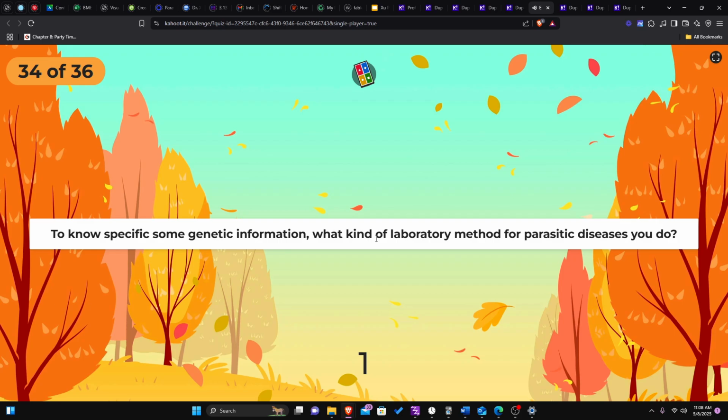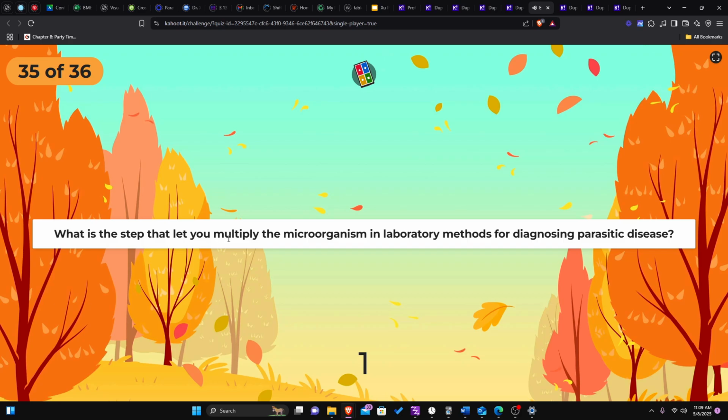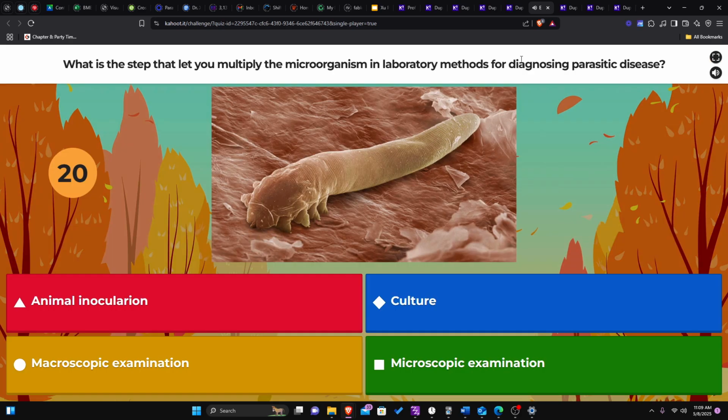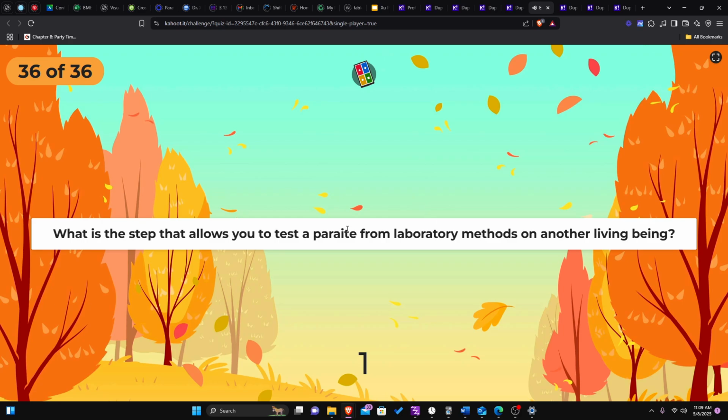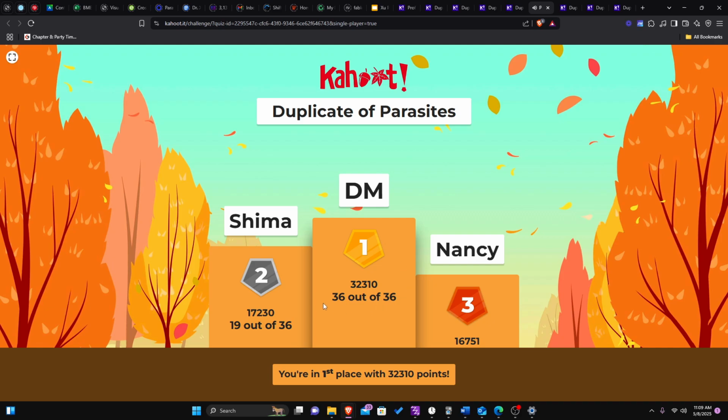Yeah. Genetic information. Organism. Culture. The one where you multiply another animal. Or no. Test a parasite with methods on another living being is N1. Okay, got that one done.